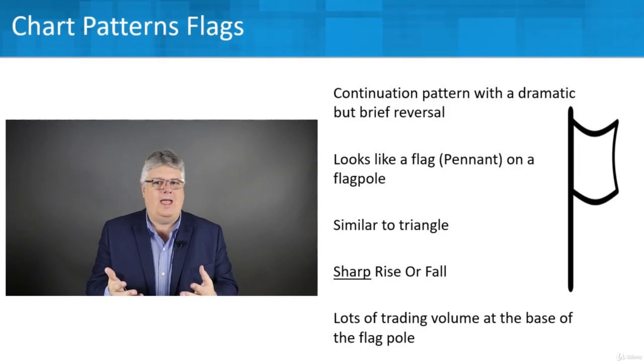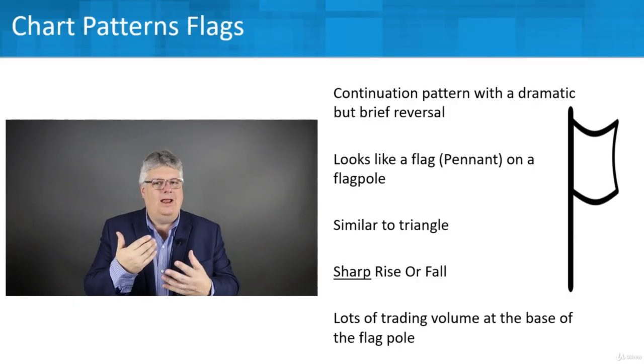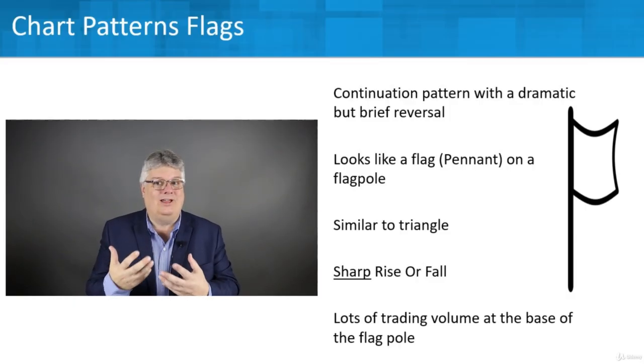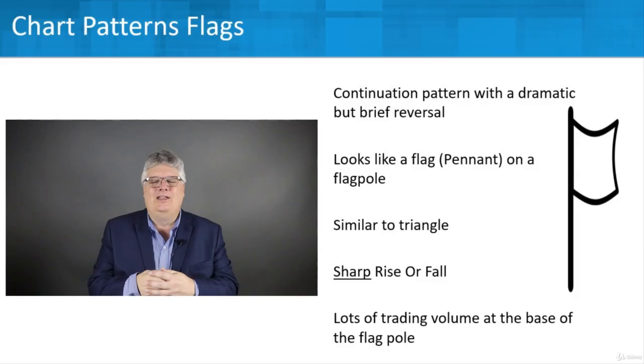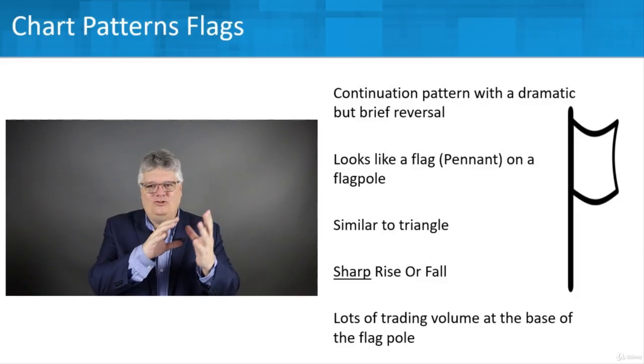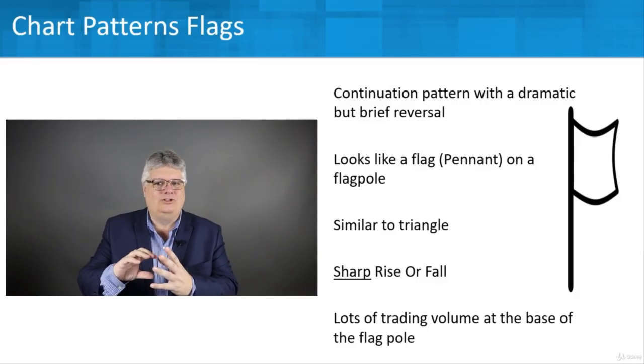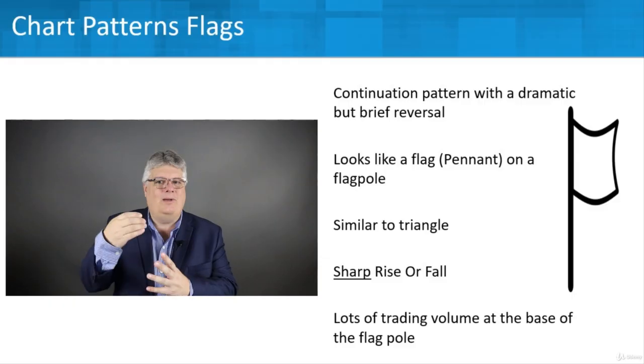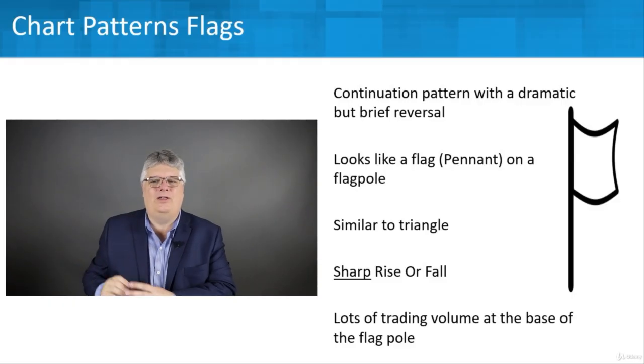Another continuation pattern that's going to follow the trend either upward or downward are what are called flags, right? It's a continuation pattern, but it has a dramatic but brief reversal. So if your prices are, let's say, downtrending and going down, on a flag they're going to go dramatically up for a little bit, and then they're going to come back down and follow that trend. So we'll see in the example coming up.